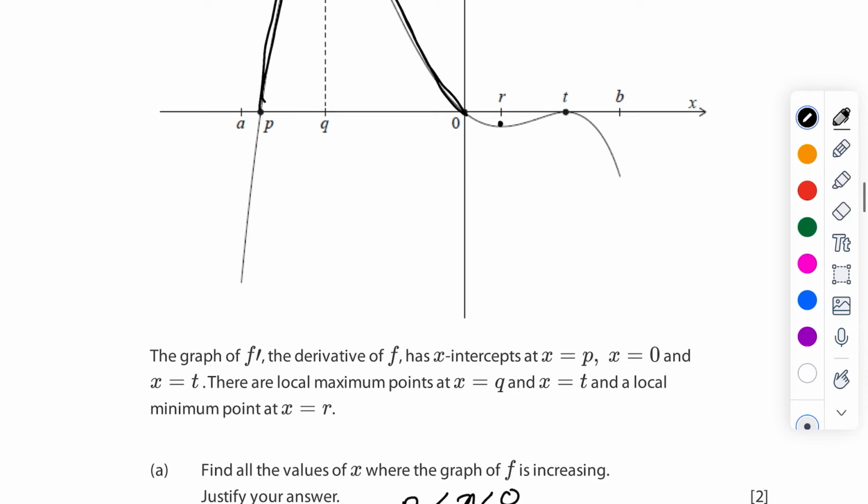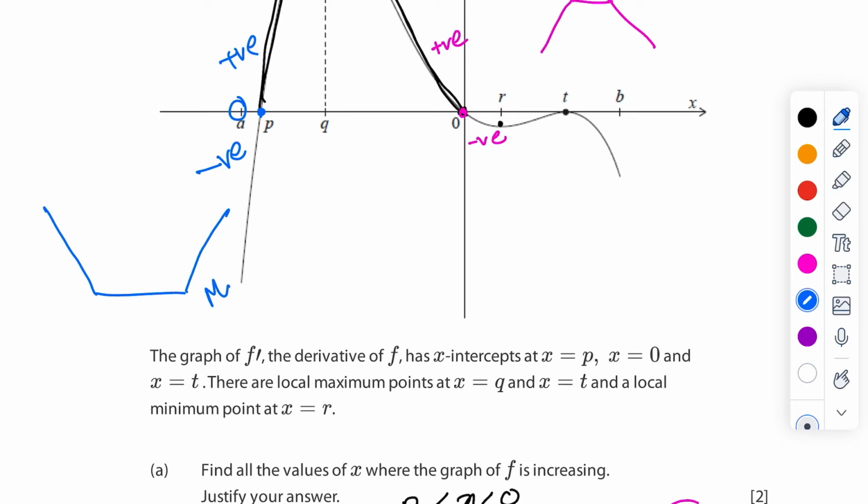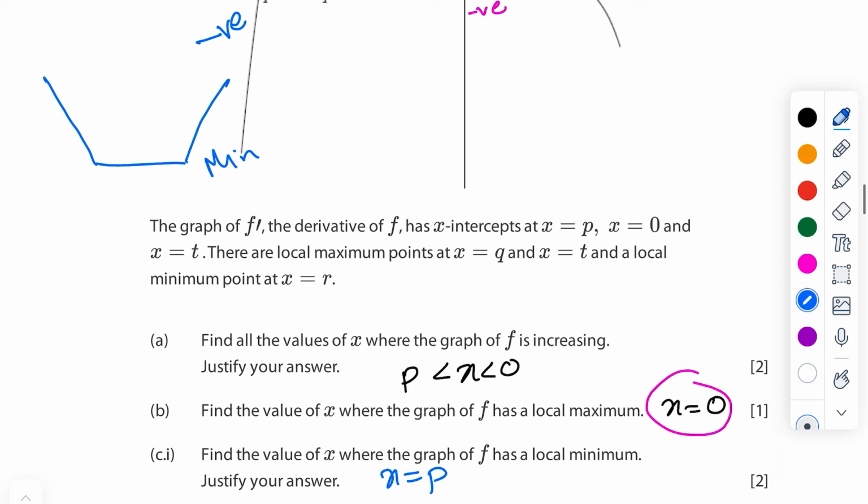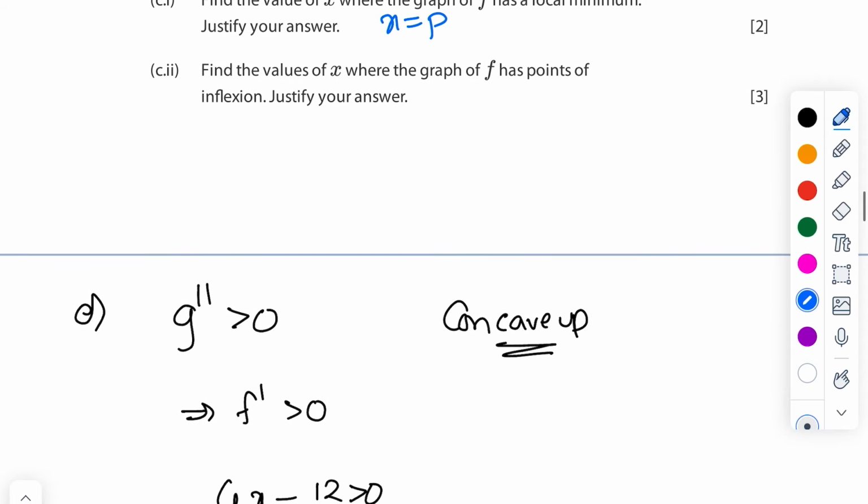x equals 0 is a local maximum value, because you can see that the derivative was positive over here and the derivative is negative over here. It is positive, 0 and negative, so it is going to be a maximum point. Whereas at p, it was negative, it became 0 and it became positive. So negative, 0 and positive, so it is going to be a minimum value at x equals p. To justify your answer, you can see that the derivative changes from negative to positive. Therefore, it is going to be a local minimum value.